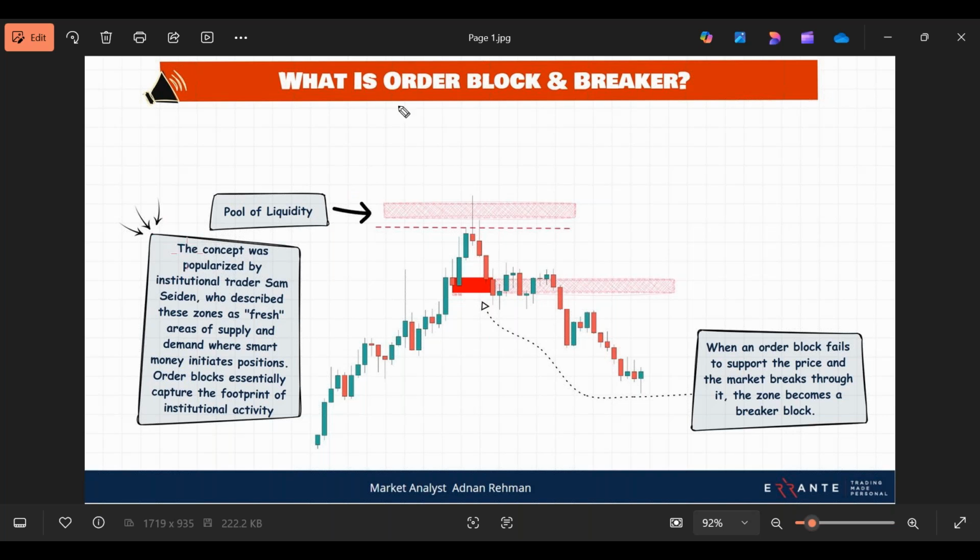So now let's understand what this order block is. The concept of order block was popularized by institutional trader Mr. Sam. He was the guy who brought this concept, and he described these zones as fresh, remember this, as fresh areas of supply and demand. As I always say, there are only two forces in the market. The one is supply and the second is demand. You need to keep this in your mind.